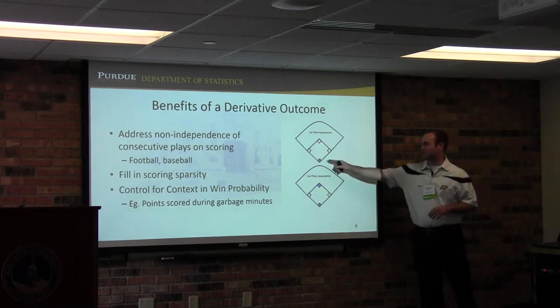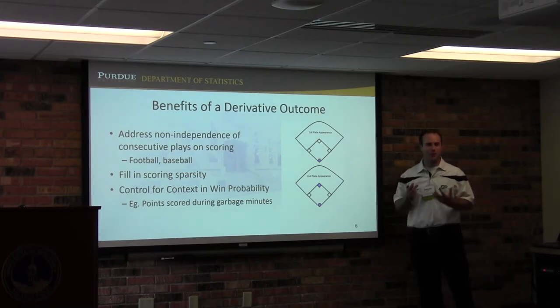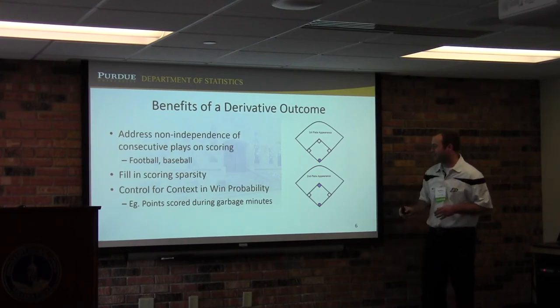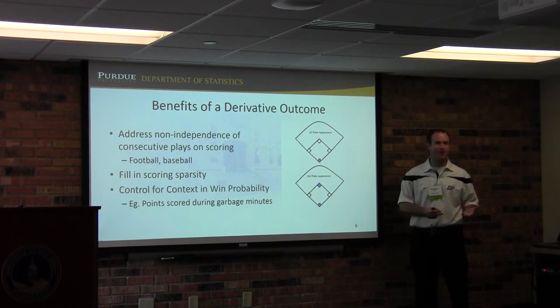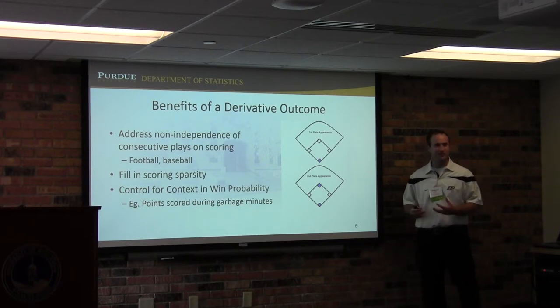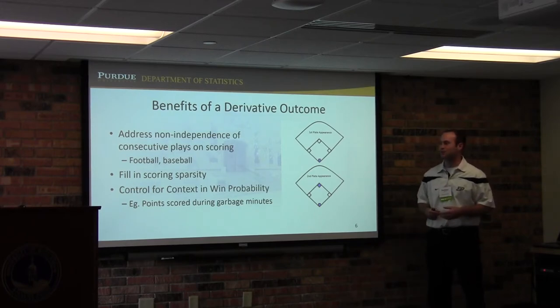At most the first batter can produce one run, that's the most they can do. If they get on base and they don't score, they didn't produce a run, but the second batter can now produce at most two runs. So some value must have been produced, and so looking at a change in expected runs is a way to capture that, so that's why you would use a derivative.